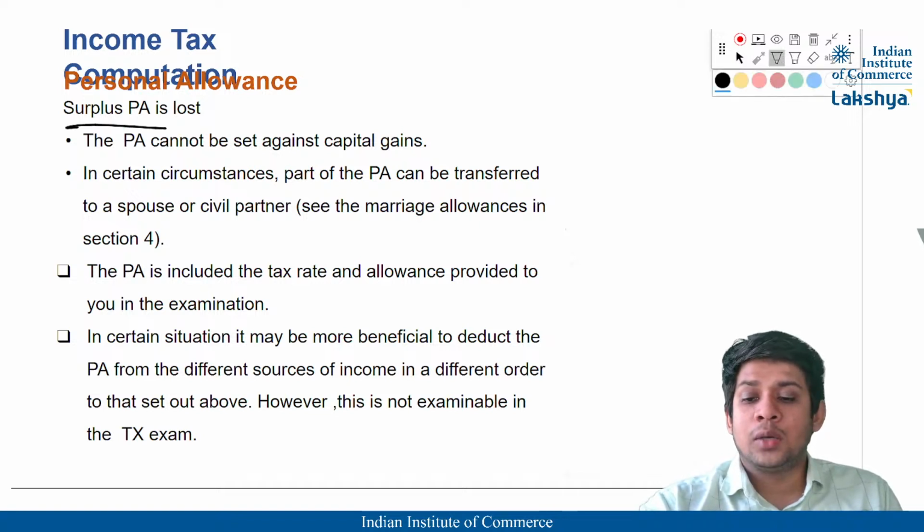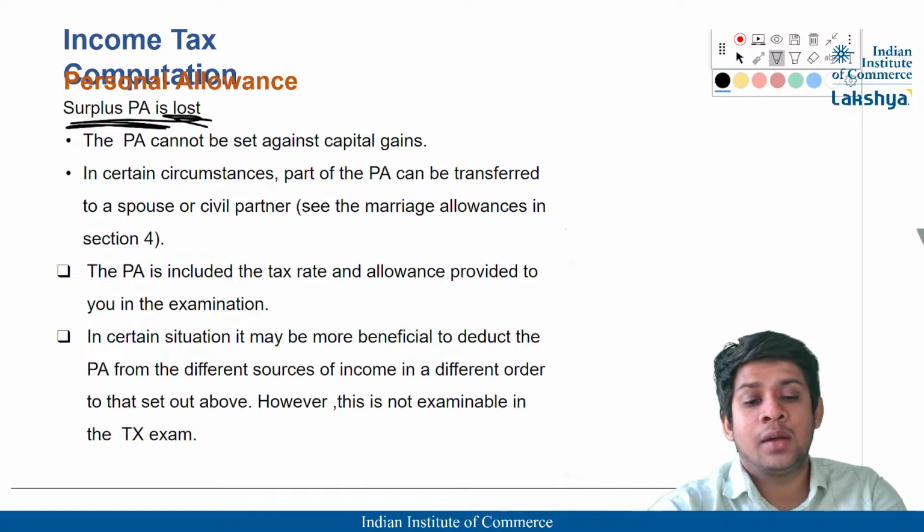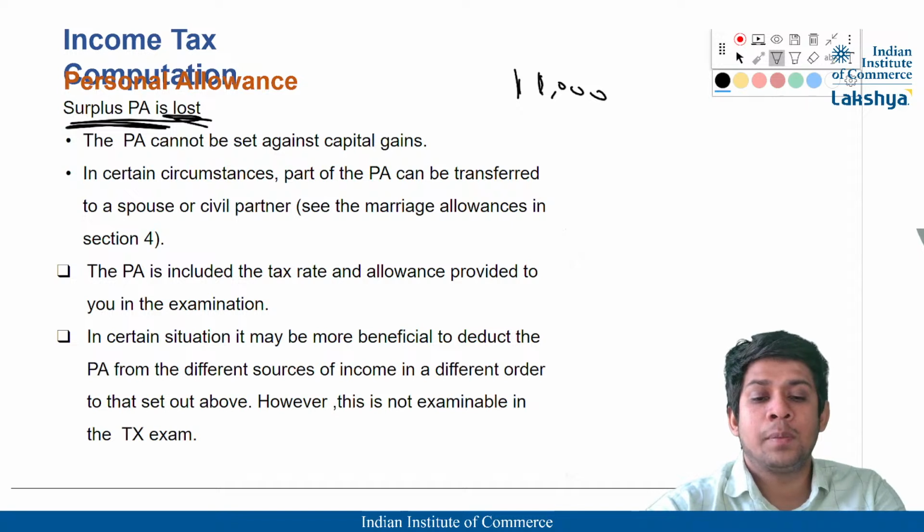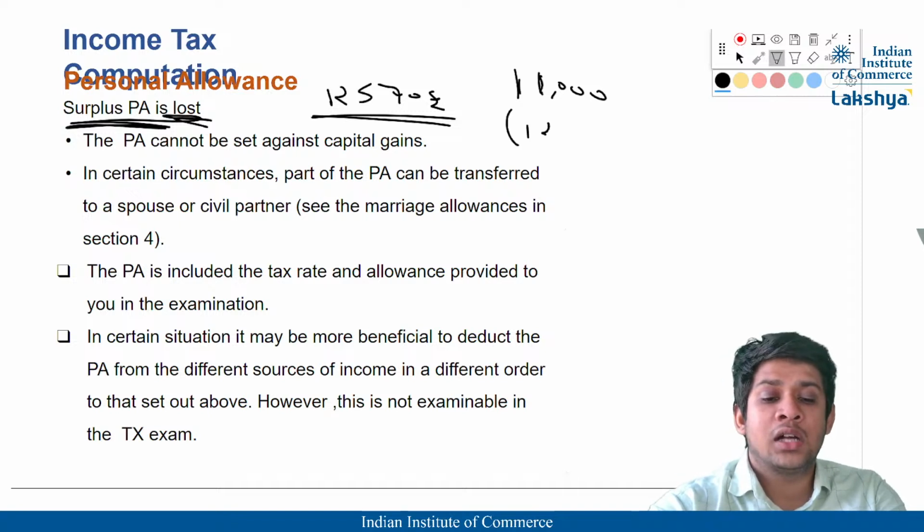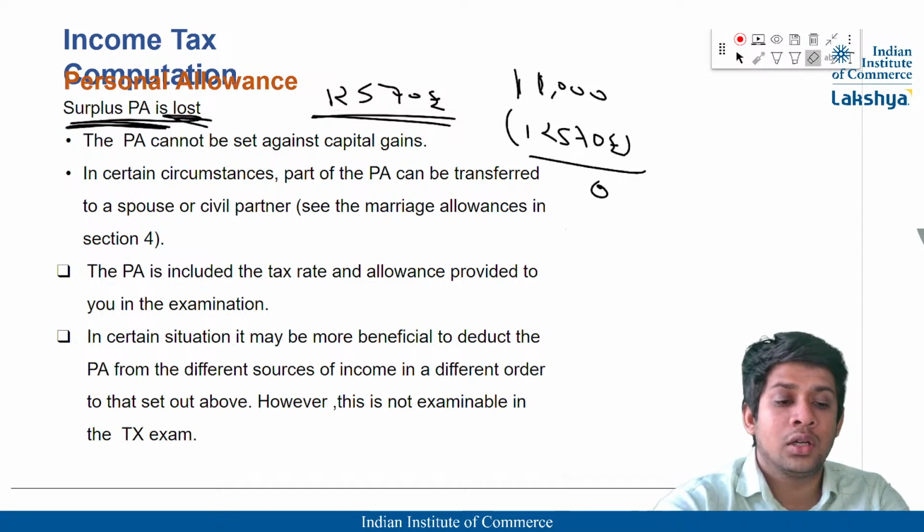If there is any surplus personal allowance for the year, it is lost. Maybe my total income is only 11,000. The personal allowance that I can get is 12,570 pounds. So it's not like I will deduct 12,570 pounds and get a negative amount here.